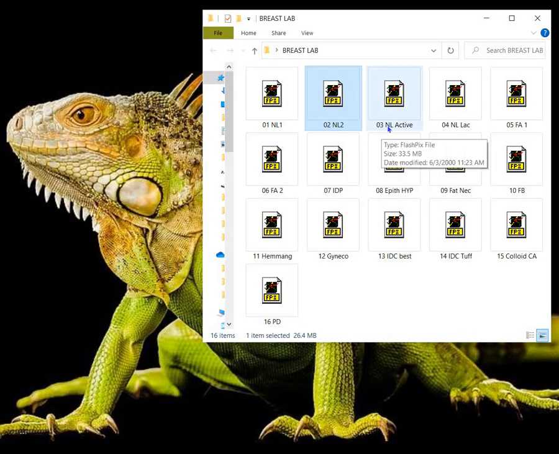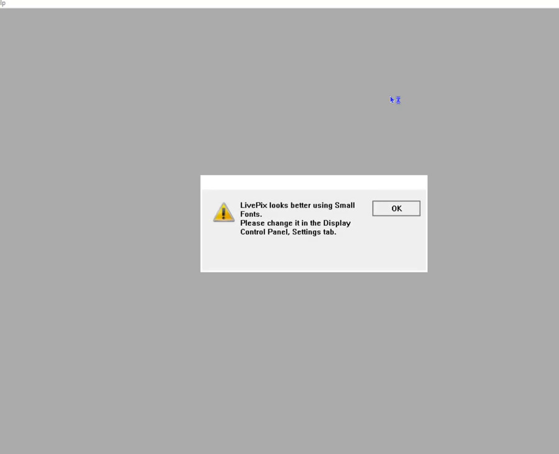I called it NL also, but active. So maybe this one even has more density of lobules compared to the connective tissue. Let's see.